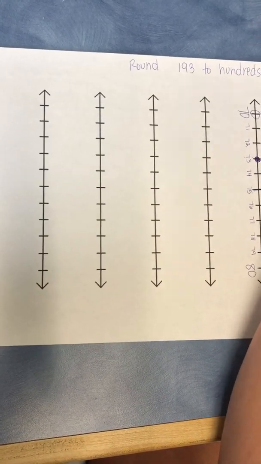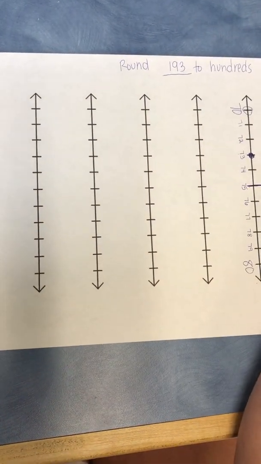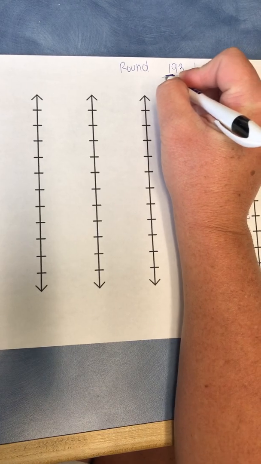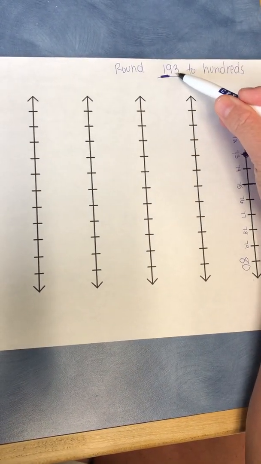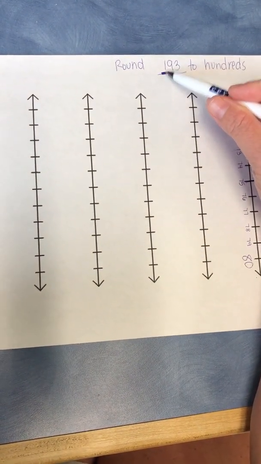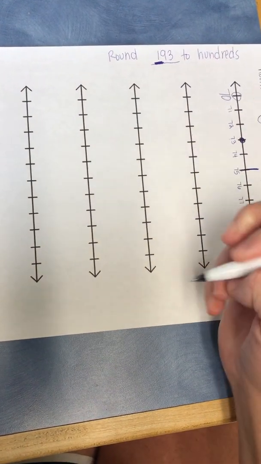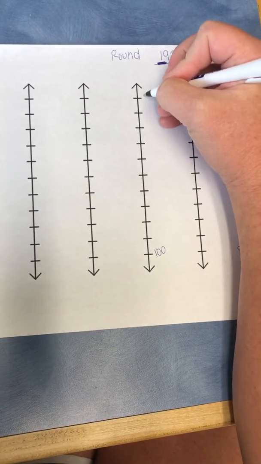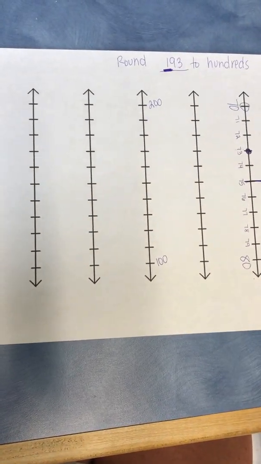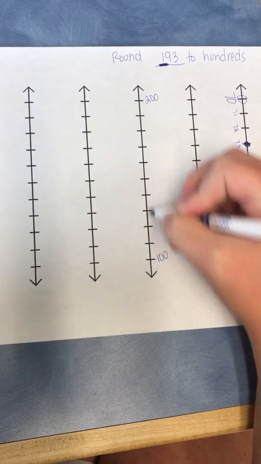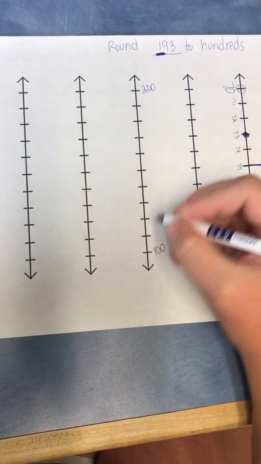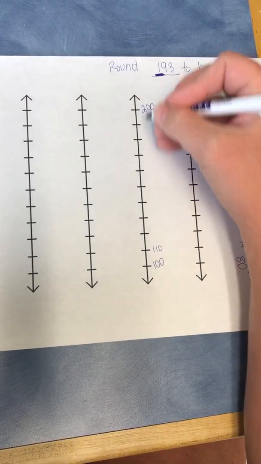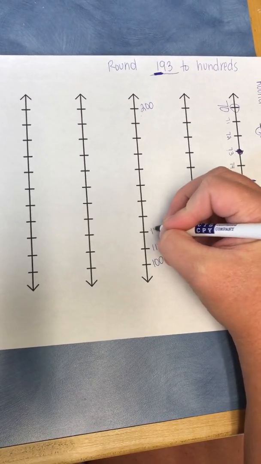So you have to think about what your options are. If my number is 193 and I'm rounding to the nearest hundreds place, this is the ones, the tens, and the hundreds. So my lowest possible value would be 100, and then the next value up would have to be 200. Okay? Now I can fill all these out if I want to. We don't have to, but I will. So 110, we're counting by tens now since we're going to the nearest hundred.